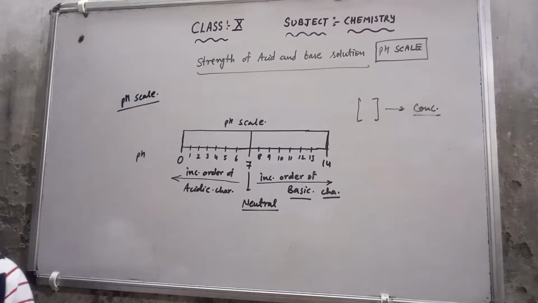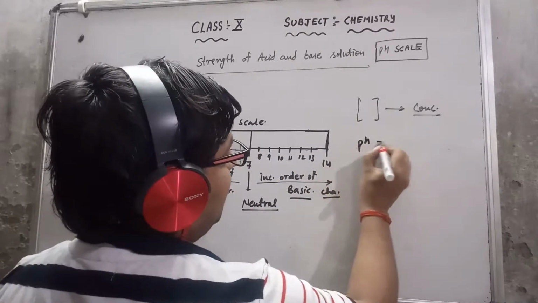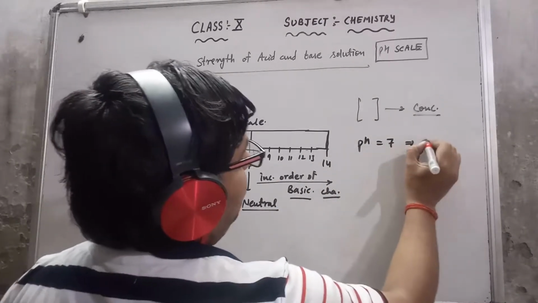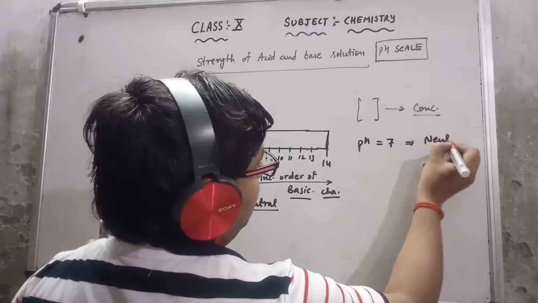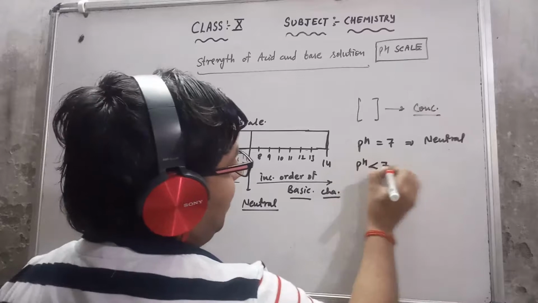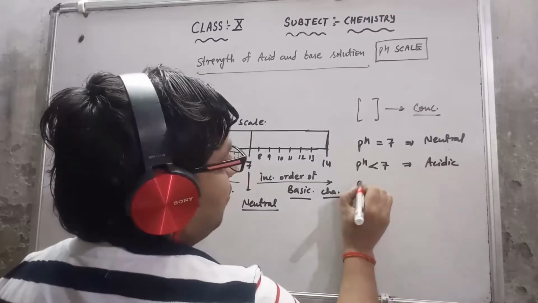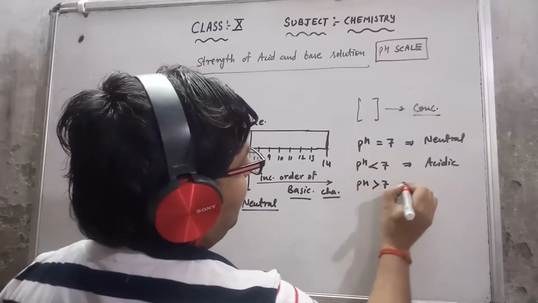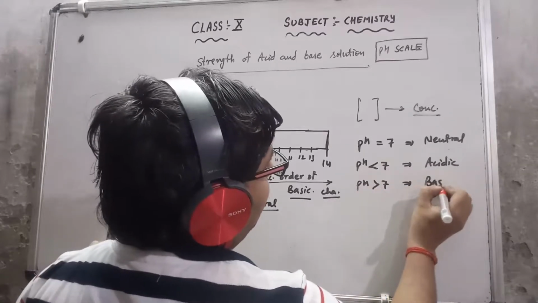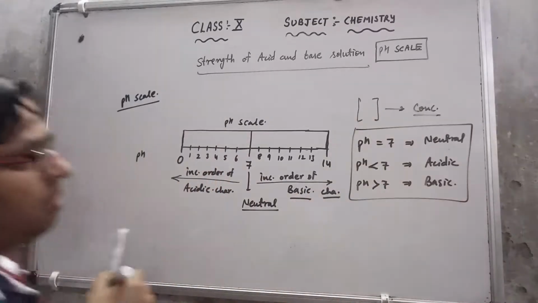Now I will discuss the same thing again. Suppose the pH is equal to 7, then the solution is neutral. If the pH is less than 7, then the solution is acidic in nature. If the pH is more than 7, then the solution is basic in nature. So that is a simple concept related to pH.